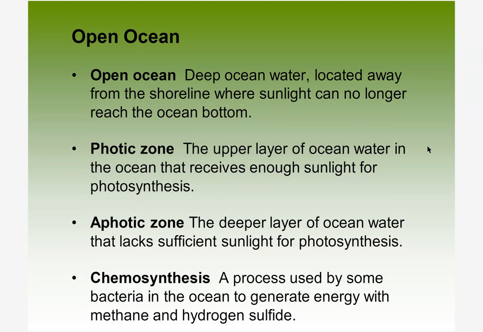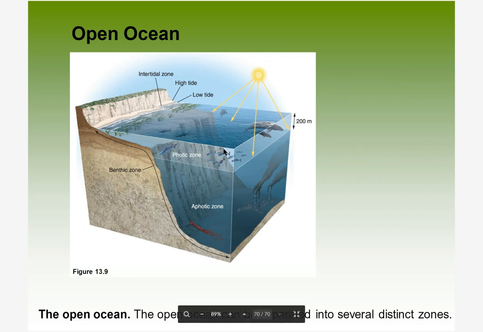Open ocean. All right, you got your 3 zones here. You got your photic, aphotic, and your benthic. Same thing. That's the muddy bottom. Aphotic zone, no photosynthesis there. Photic zone, where a lot of the organisms we are familiar with in the ocean live, where there is photosynthesis. There are zooplankton, which are heterotrophic plankton. They cannot make food on their own, different than phytoplankton.